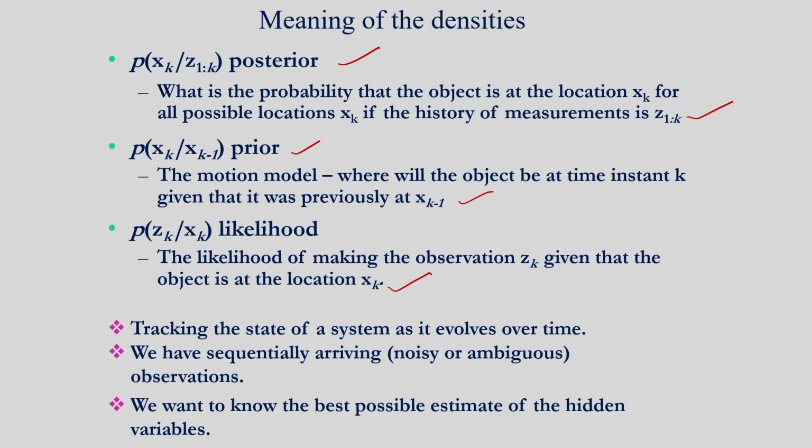And what is tracking? What is the definition of tracking in this case? Tracking is following the state of a system as it evolves over time, and we have sequentially arriving observations, that means noisy observations are available. From these observations we have to estimate the states, that is nothing but tracking. So, we want to know the best possible estimate of the hidden variables. We have the noisy observations, and from these observations we have to predict the state, that is tracking the state of a system as it evolves over time. So, that is the meaning of tracking.